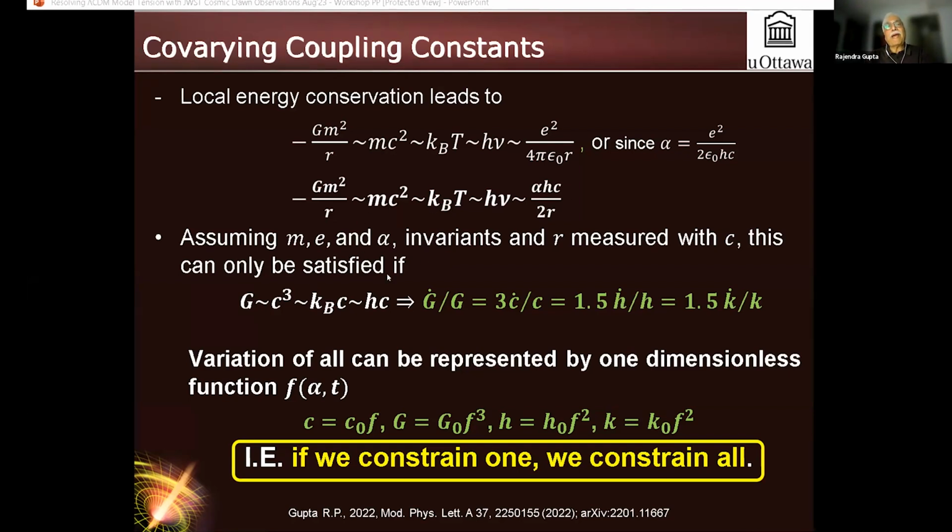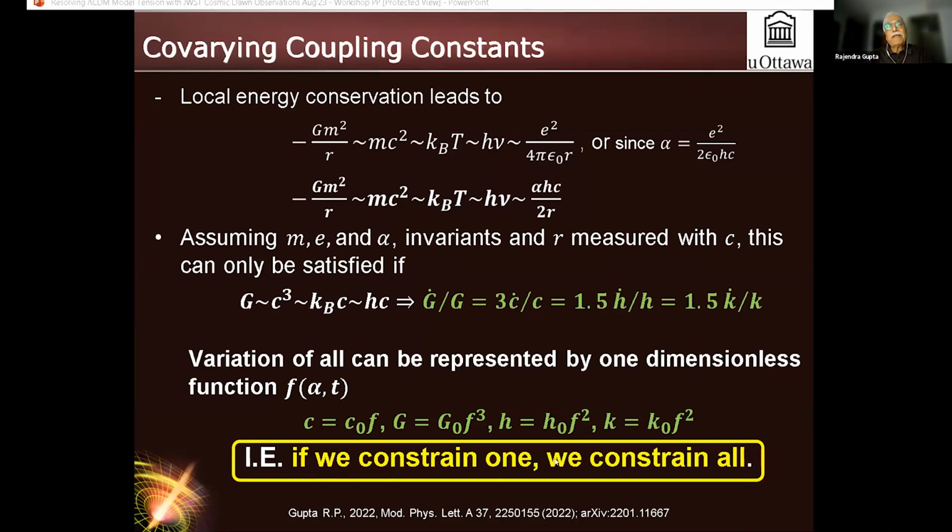And if we assume mass, electron charge and this fine structure constant to be not changing, invariant, as people have observed, and distance measured with the speed of light, then essentially we get this kind of relationship. G has to scale as c cubed, k_B, h, c, and that leads to this relation. I'll try to hurry up because I seem to be running out of time. So the variation of all of these can then be represented in this kind of format.